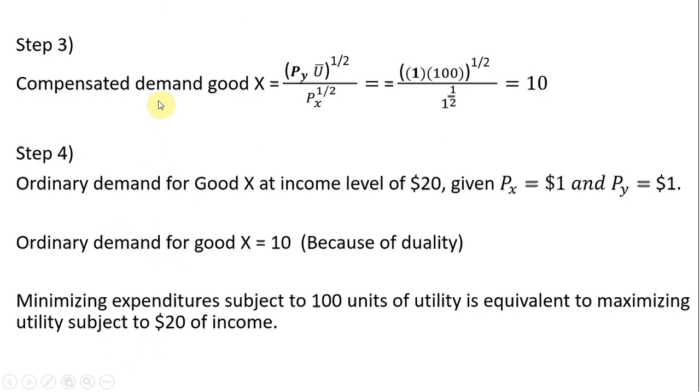Step three, we're going to take the compensated demand for good X and we're going to evaluate it at the prices of good X and good Y and that level of utility that we found in the last step. Simplifying, we get 10 units.